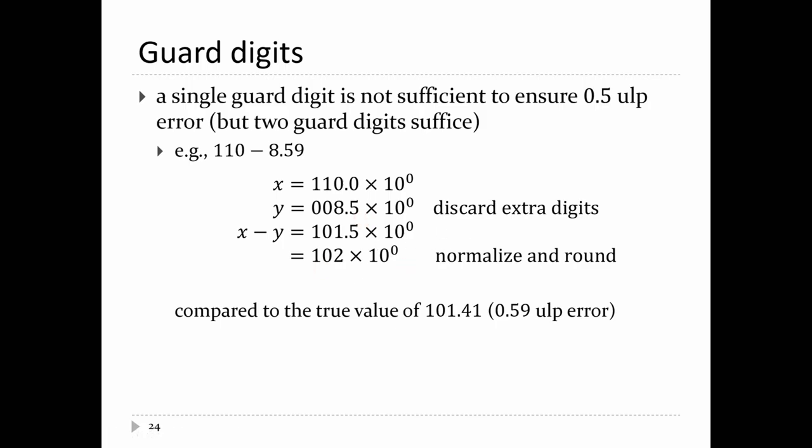Now do the difference and you get 102 times 10 to the 0. The true answer is 101.41. If you compute the difference between these two values, it's 0.59 ULPs of error, which is slightly more than the 0.5 required by the IEEE standard. So it turns out you need 2 guard digits, for our little floating point format, to ensure you get 1/2 an ULP error when you do addition and subtraction. Not clear what happens when you do division and multiplication.